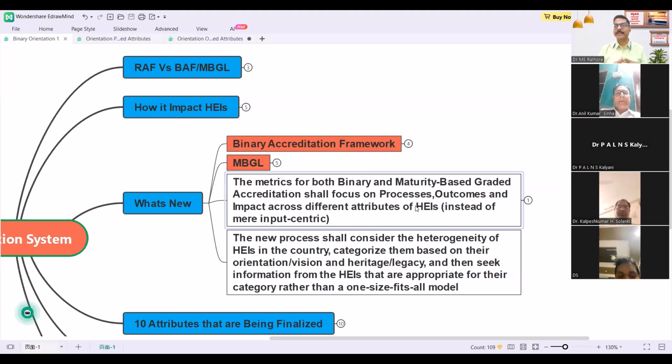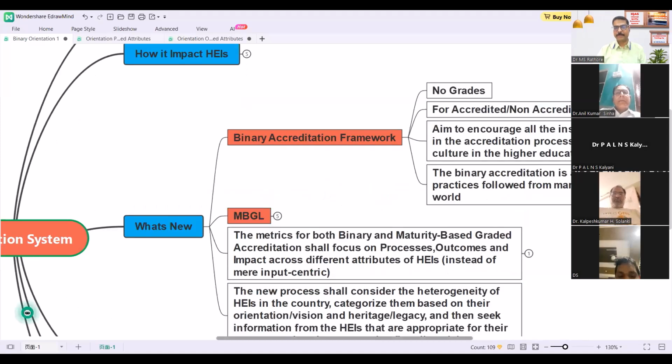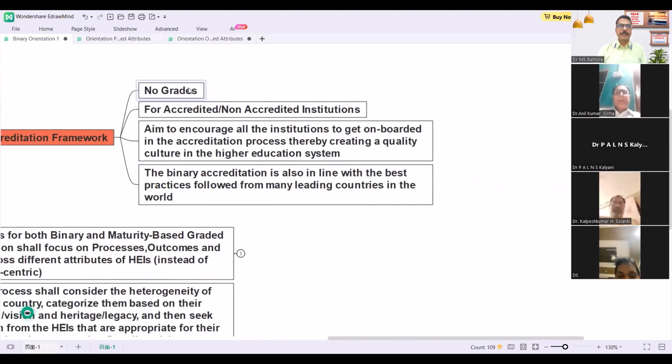What is the meaning of binary? That means there would be accreditation, either yes or no. No grading, no type of system. So let's go one by one in detail. There would be no grades. Institutions would be categorized as accredited or not accredited. That's all. And for the accredited or non-accredited institution, it would be applicable as I told you previously.